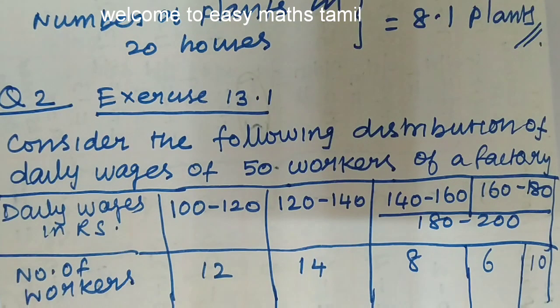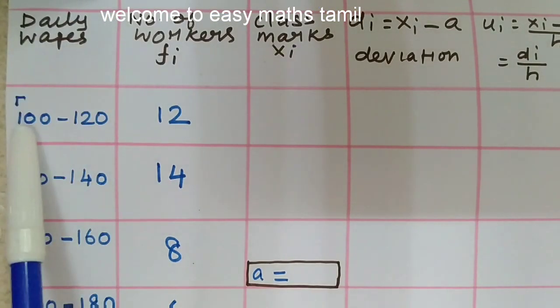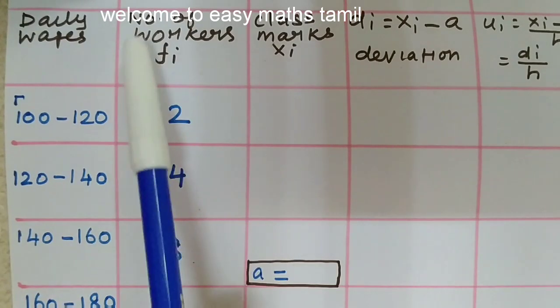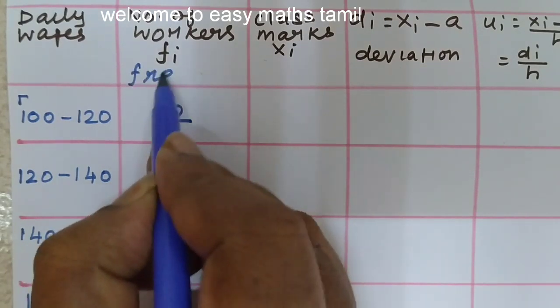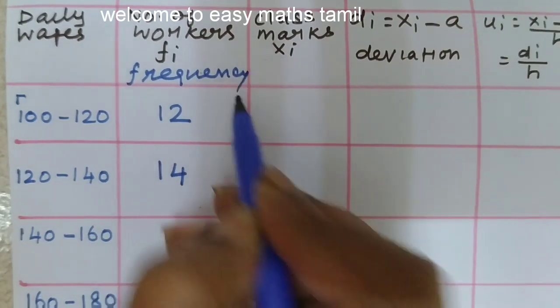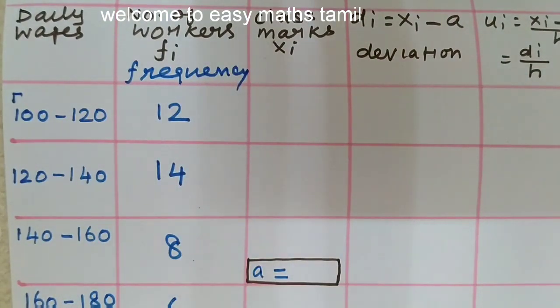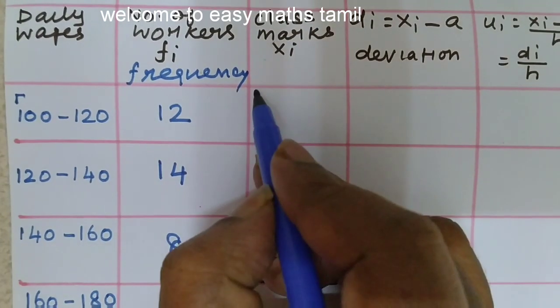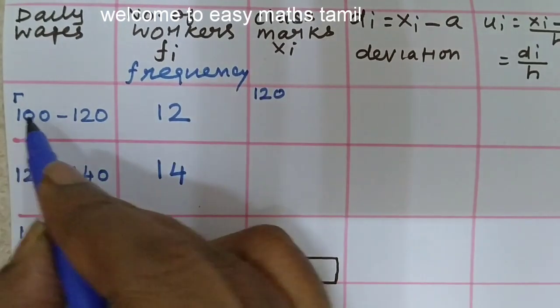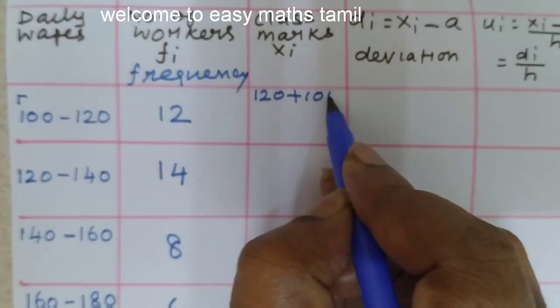Question number 2, exercise 13.1, NCERT class 10. Daily wages is given. The number of workers is taken as frequency. We need to add the values of frequency, and the class mark xi is the upper limit plus lower limit divided by 2.